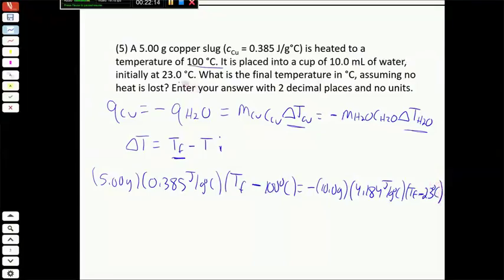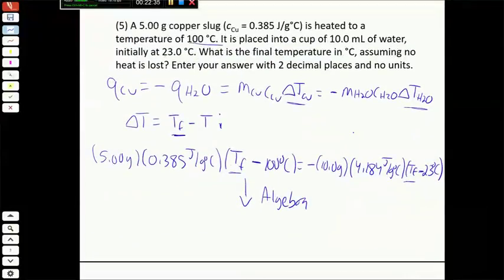All right, so the water started at 23, so its delta T is going to be TF minus 23. Copper started at 100 degrees Celsius, so its delta T will be TF minus 100. So now we have one equation with only a single unknown, which is final temperature, T sub F. I'm not going to work through the algebra. The algebra is not too terrible here, but you have to do some distribution and rearranging, so it's not trivial either. And we get final temperature should be 26.39 degrees Celsius, specifying 2 decimal places, as we said in this problem.